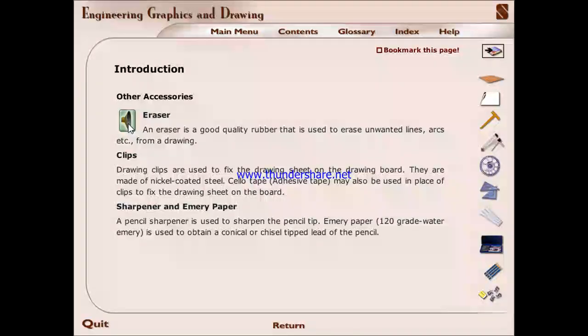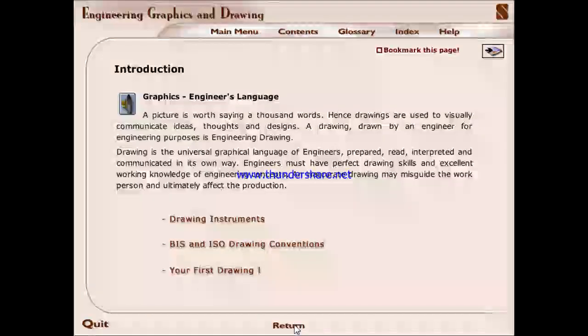Sharpener and emery paper. A pencil sharpener is used to sharpen the pencil tip. Emery paper, 120 grade water emery, is used to obtain a conical or chisel tip lead of the pencil. These are all the other accessories.